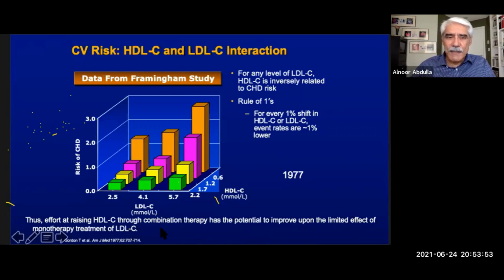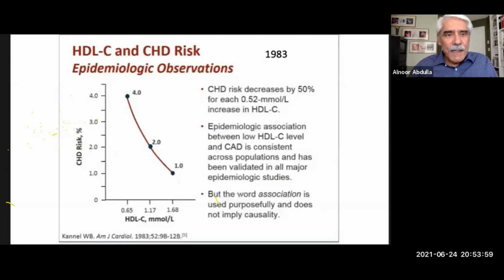It's going to have some effect, but really the best thing will be to raise HDL. Okay. And so come 1983, it's the same person, the same group. Cannell now writes the paper, and he says that cardiovascular risk decreases every time HDL is increased. So if you increase the HDL, the risk drops, and it keeps going.